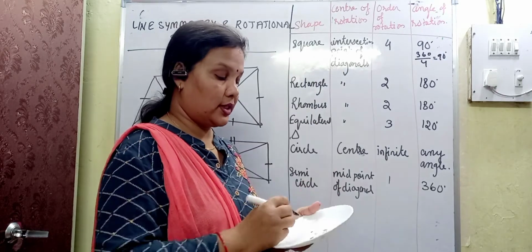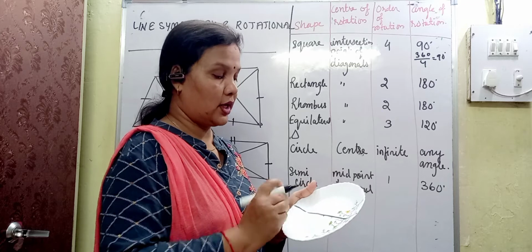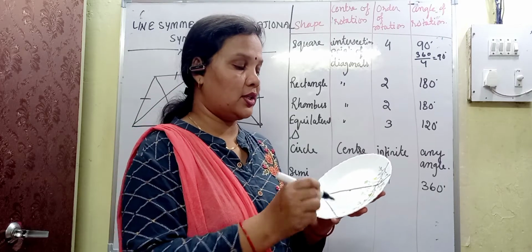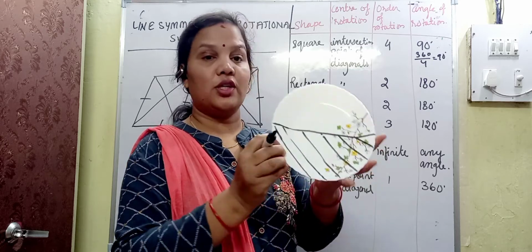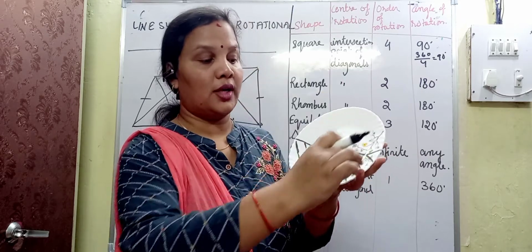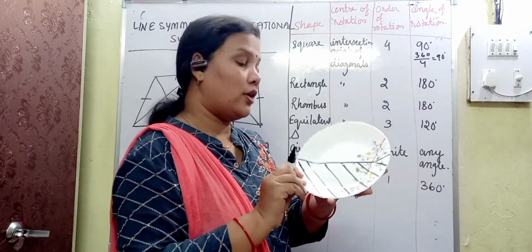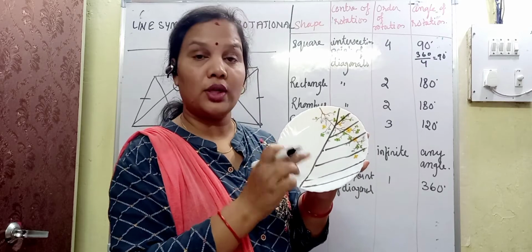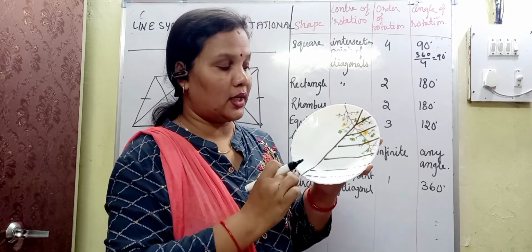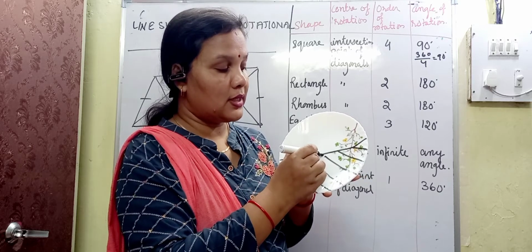Now I am going to take the semicircle. So I am just marking like this. Now it is looking like a semicircle. I am taking the shaded part, which is the semicircle. I'll consider this shaded part only. Now, midpoint of diagonal: you all know that a line which passes through the center is known as a diagonal. So this is the diagonal of this semicircle, right? And this is the center point.